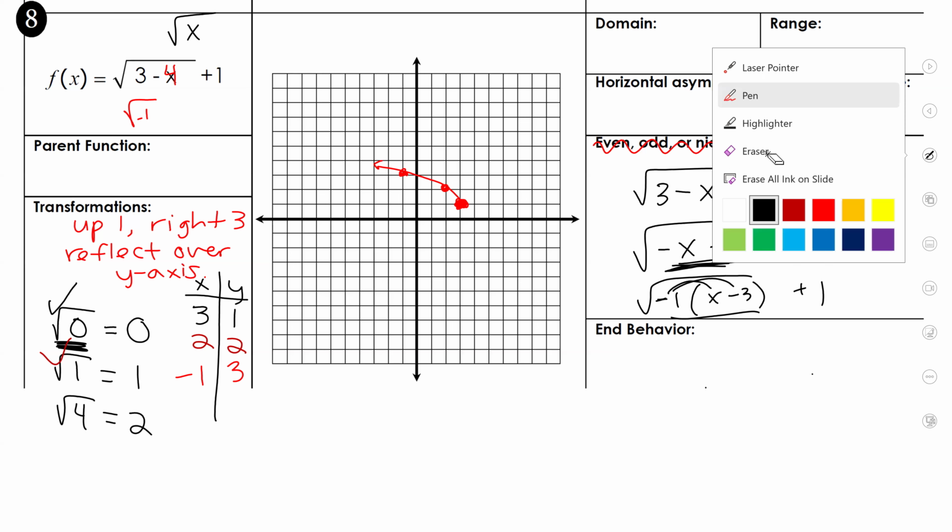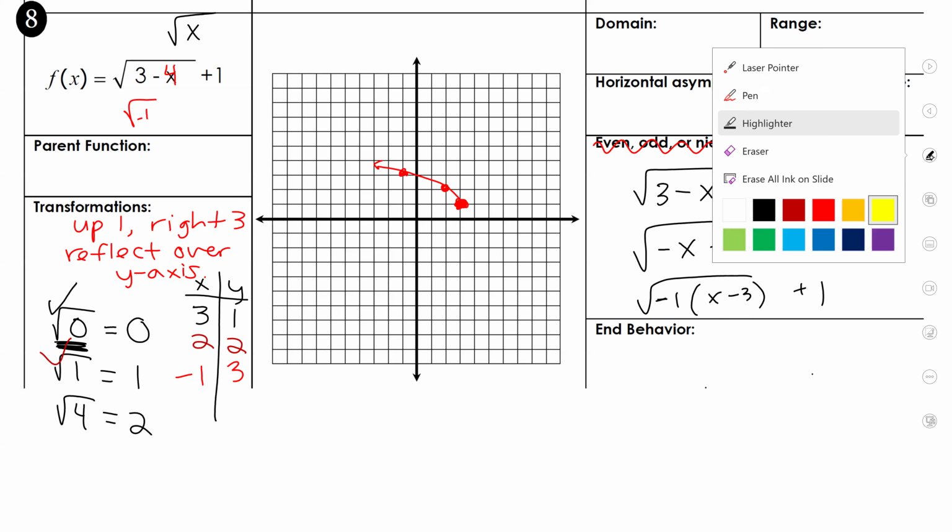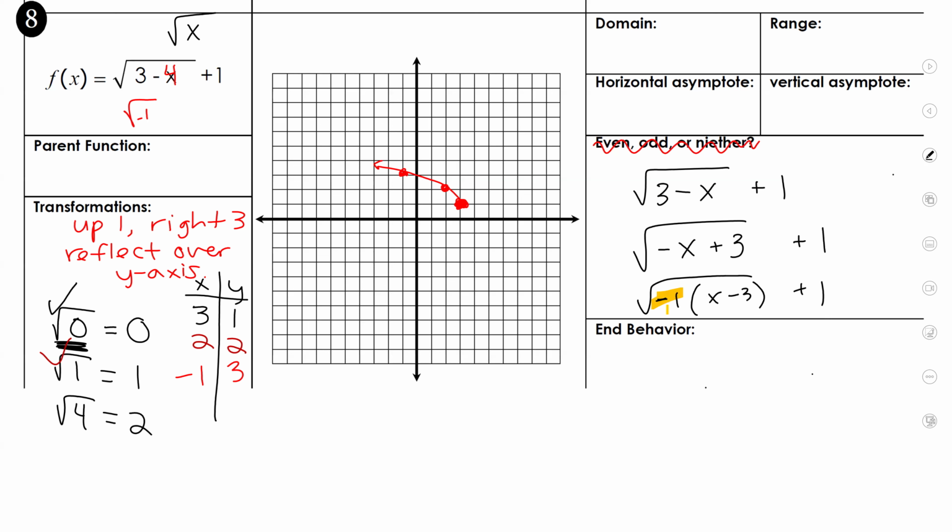Okay, so you're used to seeing it like this. So let me highlight this for you. Here's your reflecting over the y-axis. Here's your right 3. And here's your up 1. Okay? So you might need to rearrange it in order to see the transformations in the way that you're used to seeing it. Okay? Also, graphing it would help you see it as well. All right, so I'm going to pause here.